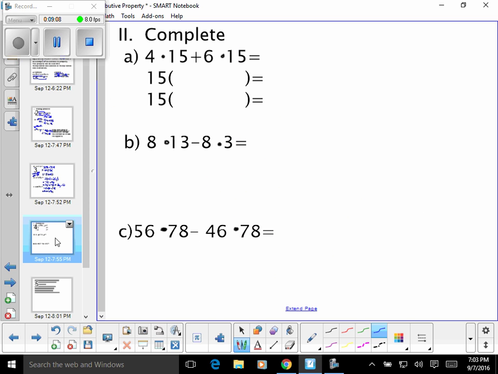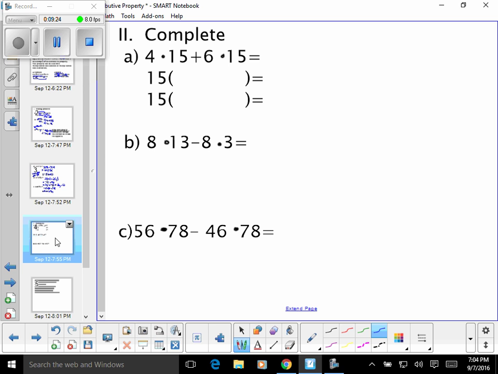How do we use a distributive property? Years ago, this was taught in school quite a bit. It was called the break apart, and it was used a lot for estimating. But you're going to have to learn how to recognize it.